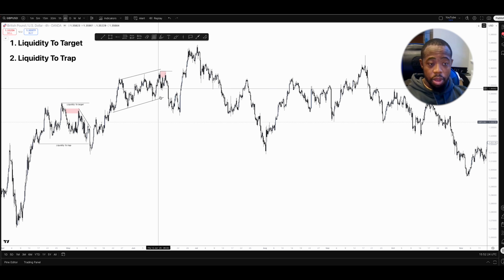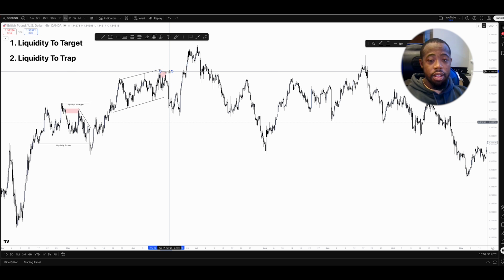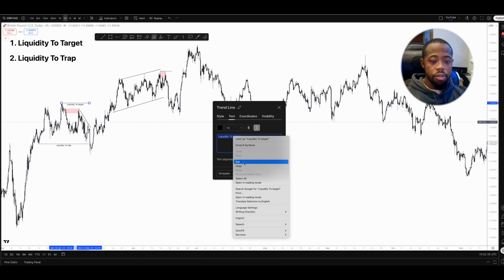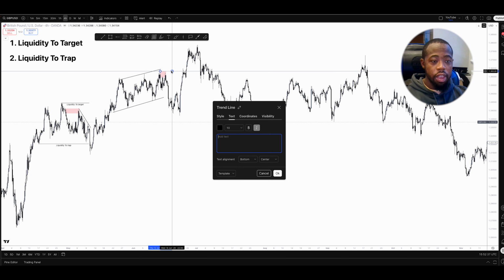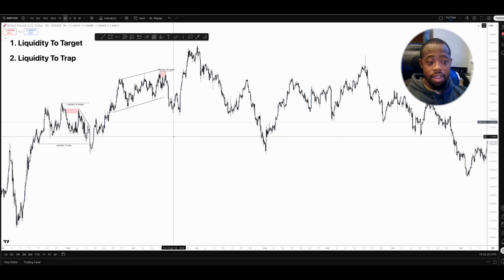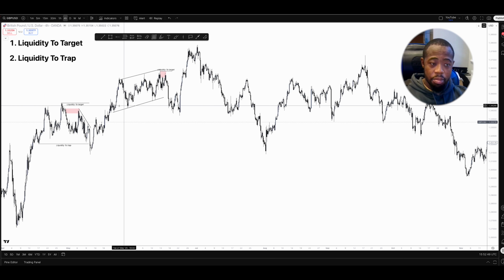So before we're even looking for a trade, we know that we've got liquidity up here, and we've got liquidity down here. So what does that mean? That means that this is what? It's liquidity to target. Great. So where is the liquidity to trap? It's quite obvious. Of course, we're doing this in hindsight, but it's quite obvious, isn't it? It's the bottom of this channel, this trend line.